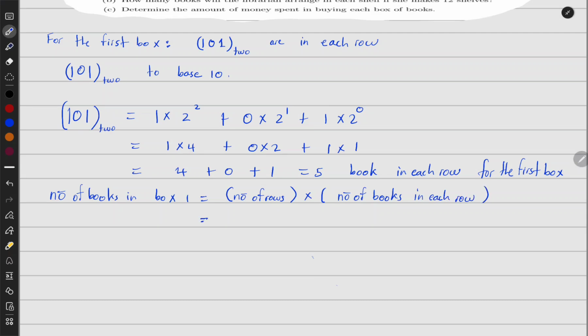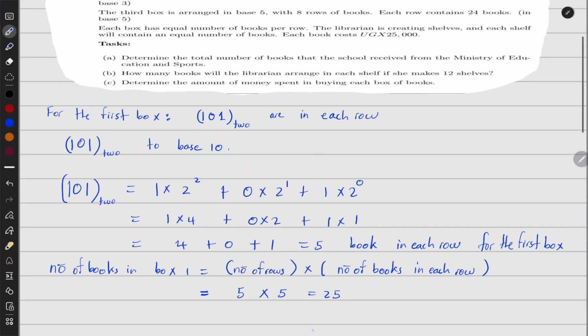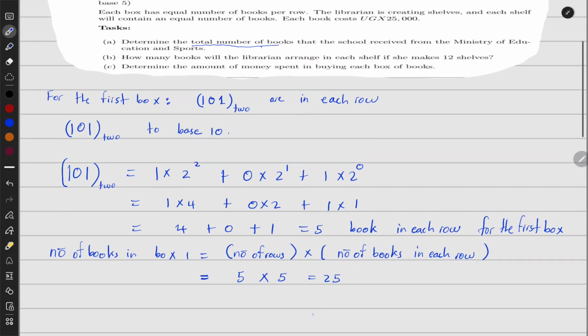So what do we get in this case? The number of rows with respect to box 1 is 5. The number of books in each row, we have just gotten, is also 5. So this gives us a total of 25 books. Actually, we have answered the total number of books in the first box.